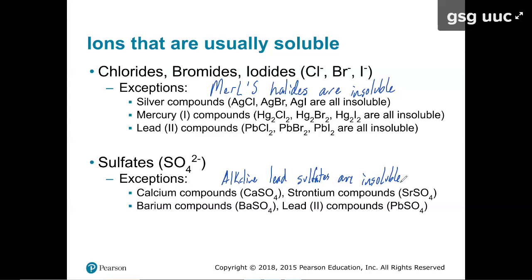But these are the only exceptions to those rules. So with the chlorides, everything dissolves except for those 3. That includes all of the other transition metals. That's your nickels, your irons, your zincs, you name it. Everything but mercury. And for your sulfates, same thing. Everything dissolves except for those 4. The alkaline leads.